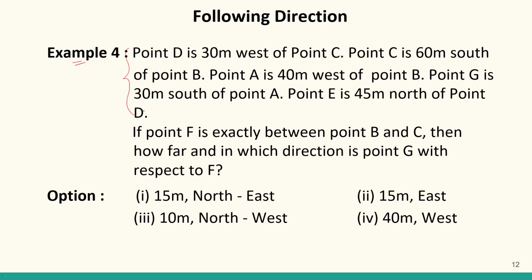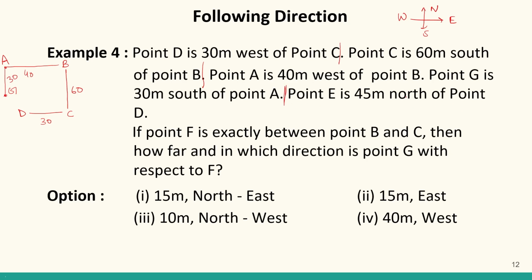Again, this information is given, and based on this information, you'll have 2 or 3 questions. I'm drawing the diagram for your reference. Point D is 30 meter west of point C. So if this is C, point D is over here, 30 meter distance. Point C is 60 meter to the south of point B. Okay. Point A is 40 meter to the west of point B. So this is 40 meters. So over here, right? And point G is 30 meter to the south of point A. So I have to come 30 meter back. So G will be over here.